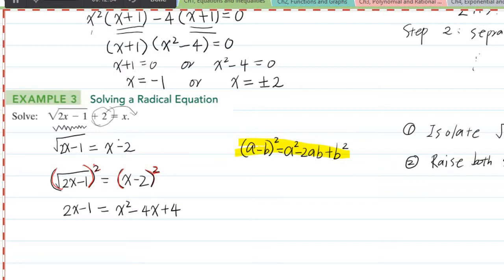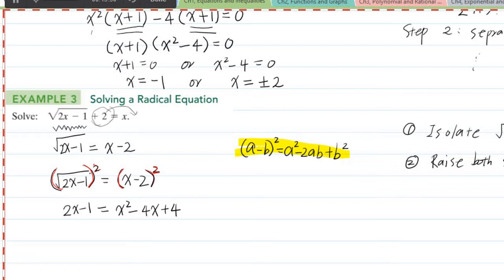Again, you could just use the FOIL method, whichever method you feel comfortable with. Once we have this step, basically the major thing is done. The main part is done. The rest is pretty old stuff. You've done this before. You did solve quadratic equations. So now it's just a quadratic equation. We can go ahead and solve it. So let's go ahead and clean it up a little bit.